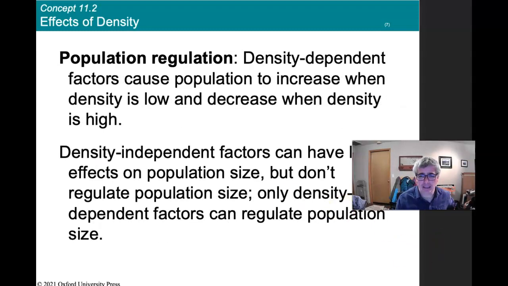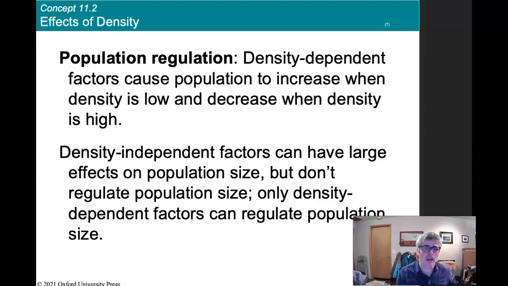Population regulation is density-dependent factors that cause the population to increase when density is low and decrease when density is high. Density-independent factors can have large effects on population size, but don't regulate population size. Only density-dependent factors can regulate population size. So density independence is not a measure of population regulation, meaning when populations are low, density-independent factors aren't helping that population grow faster, and when populations are high, density independence isn't helping reduce the growth rate of those populations.